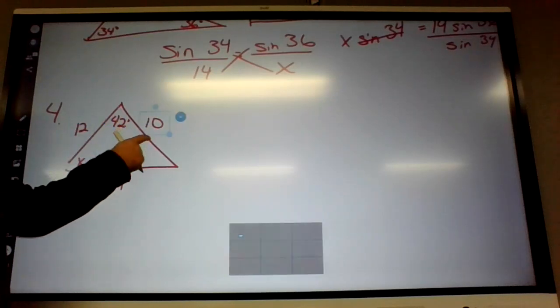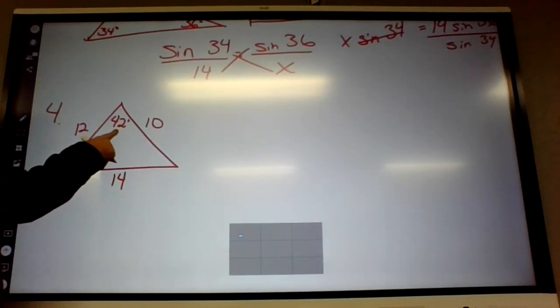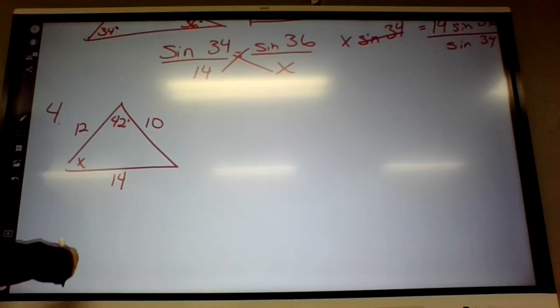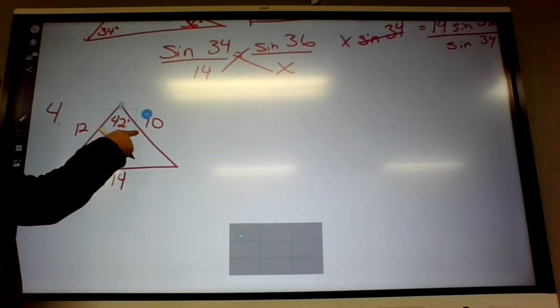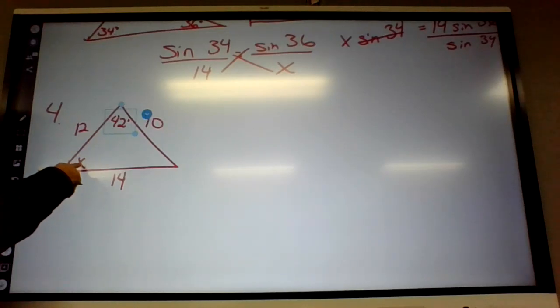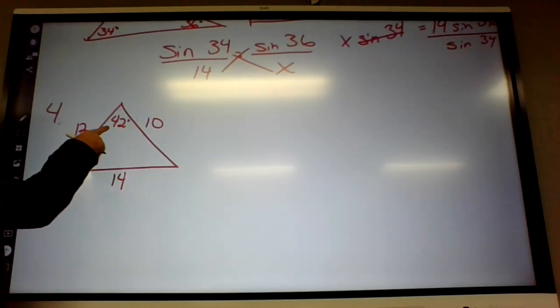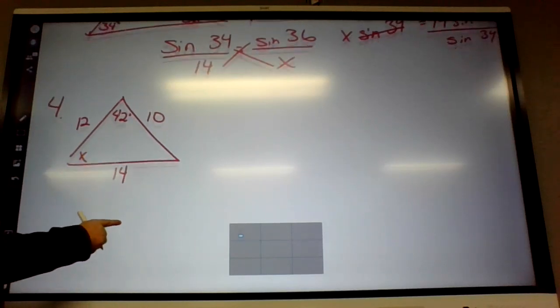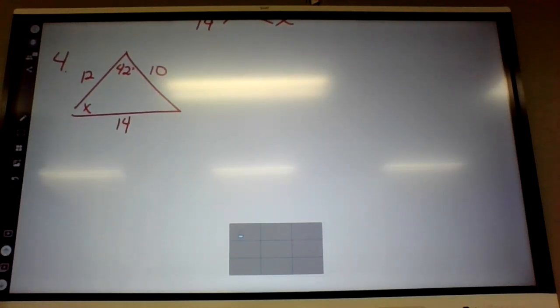Well, this is side, side, side, but it also has an angle there, so yeah, we do still have enough info. It's side, angle, side, but it's also like angle, side, side. We do have enough info, because if you did like sine of x over 10, you could do sine of 42 over 14. So there's still only one variable. So you can use law of sines on this one. It would work.